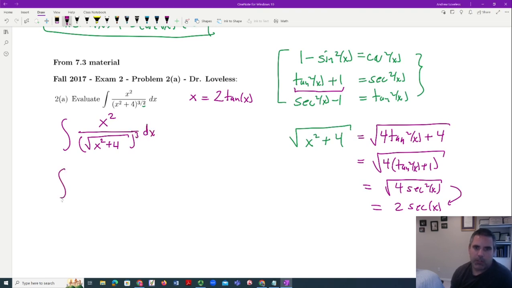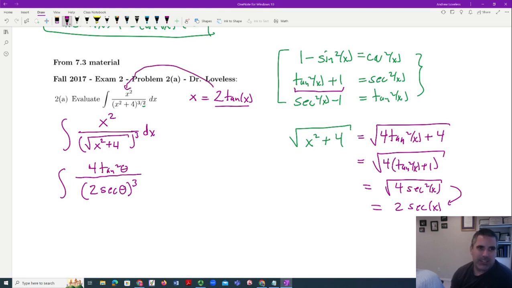Okay, so we just figured out that this substitution will completely rid us of the square root and make all of that 2 secant of theta. Unfortunately, that's still going to be cubed. And now we got to deal with some other changes. The top's going to become 4 tangent squared of theta. So I've substituted that in here.